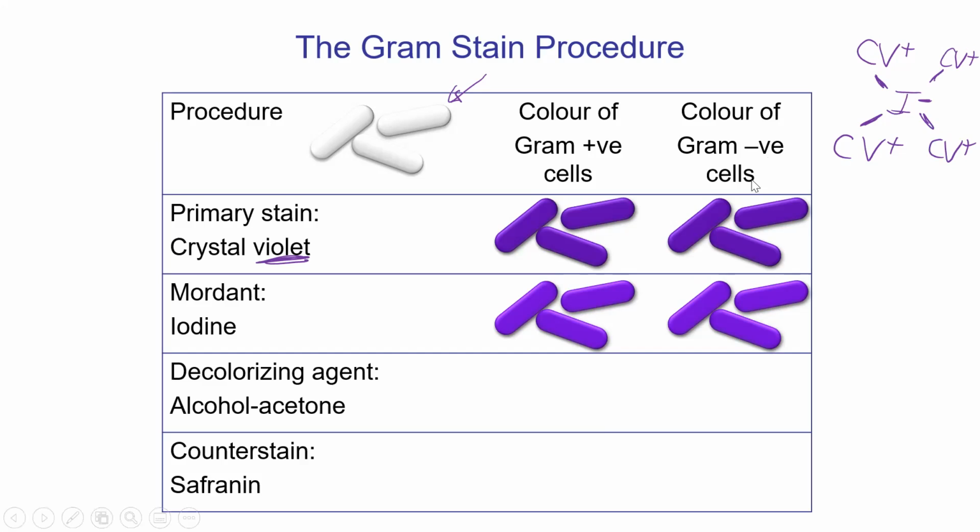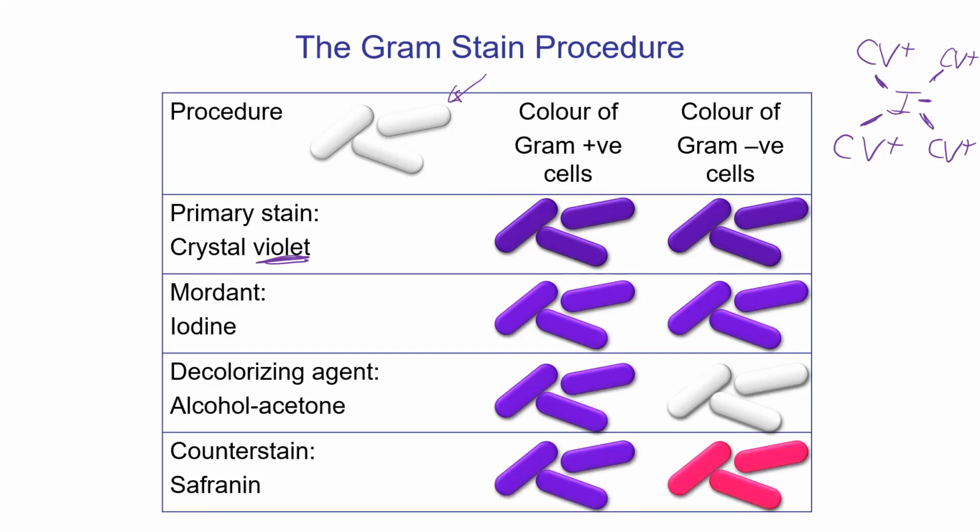So the next step, what we do is we wash everything with ethanol or acetone. And what that does is it washes away the excess crystal violet and actually washes away some of the outer membrane on the gram negatives. And so they end up becoming decolorized, which means they lose their color. So the last step, you throw in another stain called safranin. Sometimes people call it safranin red because it has a reddish pinkish color. And so what that is going to do is color everything.